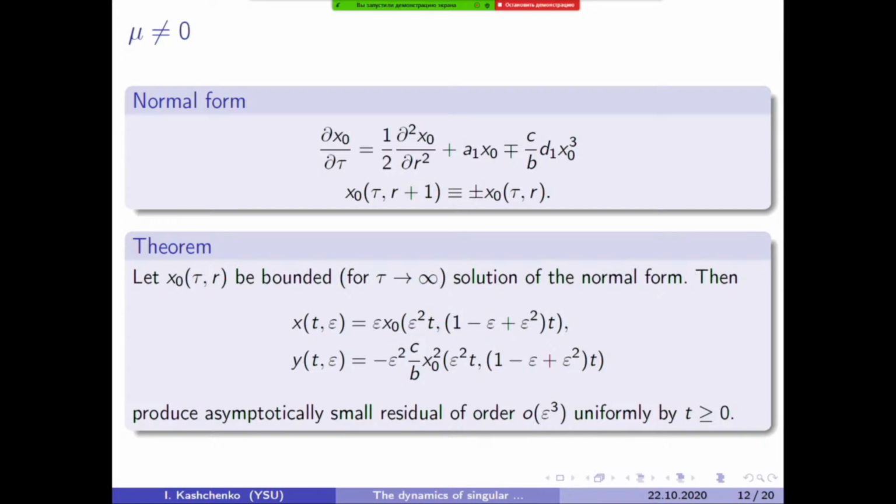And we have a theorem that if we have a bounded solution x0 of the quasi-normal form or normal form, then these formulas produce an asymptotically small residual of this order, and this smallness is uniform for all t from 0 to plus infinity.